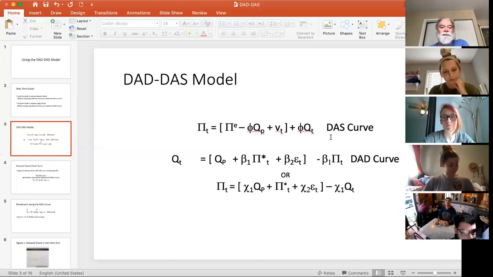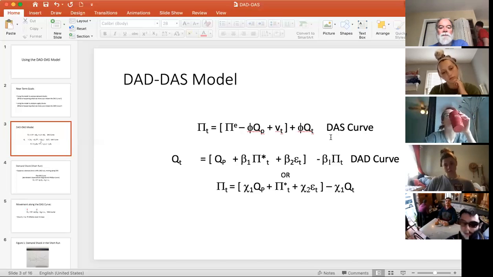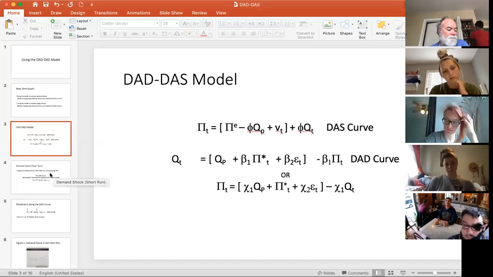Now, in this particular model, we're going to differentiate between short-run equilibrium, which occurs at the end of every period, where DAS equals DAD, and long-run equilibrium, where GDP finally returns to potential. Okay? So that's what we're going to demonstrate here. All right.